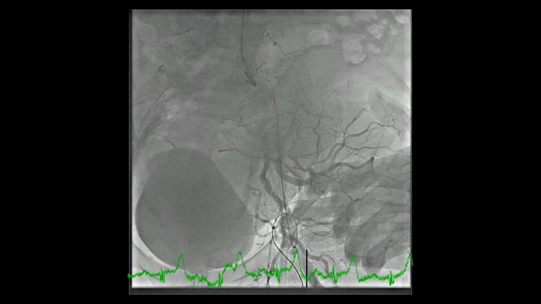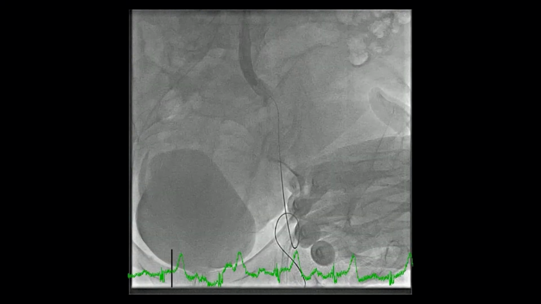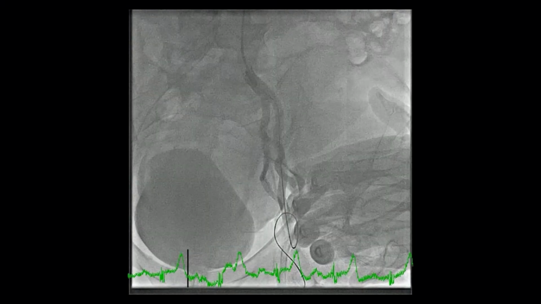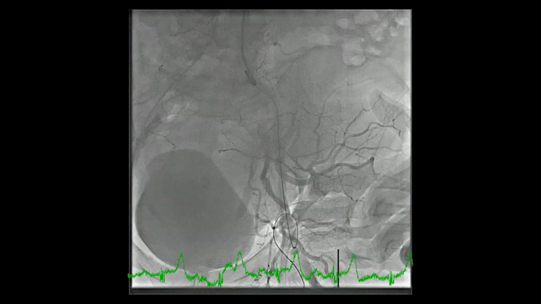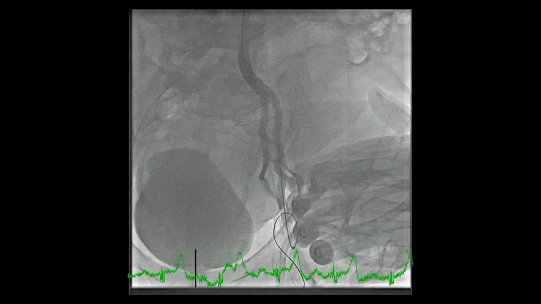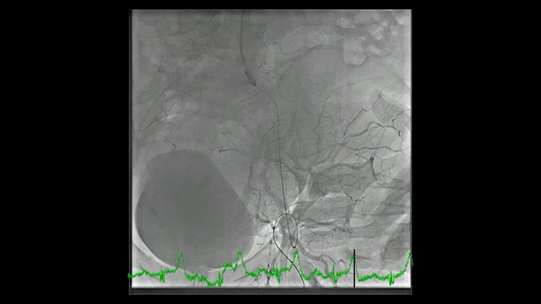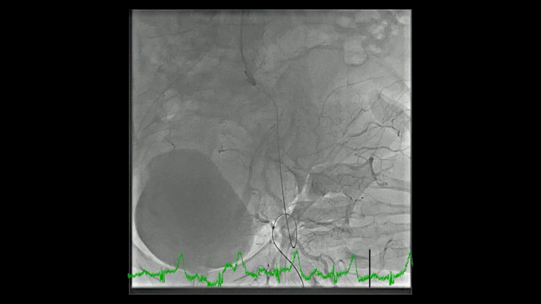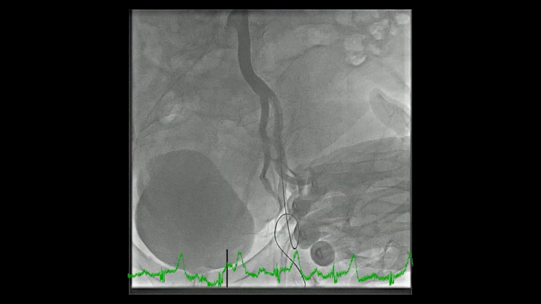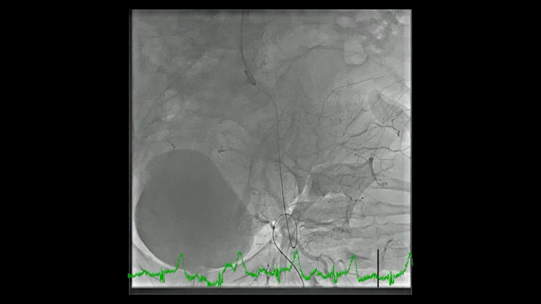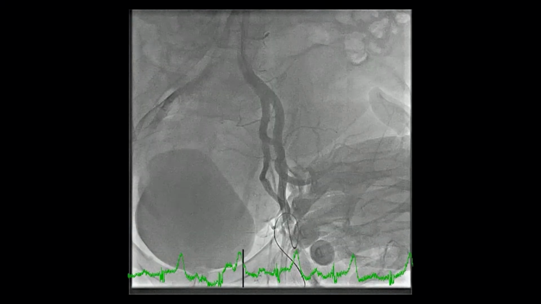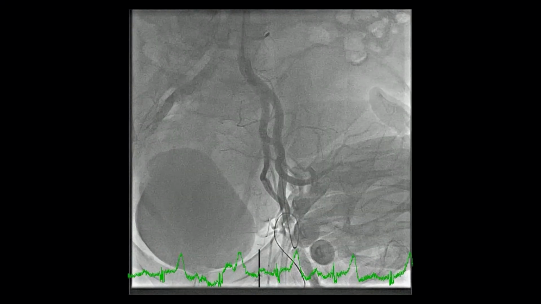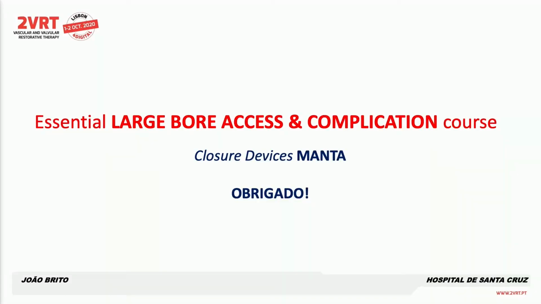And just a little tip and trick, it can be tricky to advance the Manta sheath with the 035 wire in the end of the procedure. If you have a very severe tortuosity, this is not the case, but if you have a really obese patient with a big depth of puncture, it can be really tricky. We'll struggle to advance the sheath, so it's better to use, and that's what I do, and in our center in our current practice, we use an extra or a super stiff wire to give us more support. Thank you.